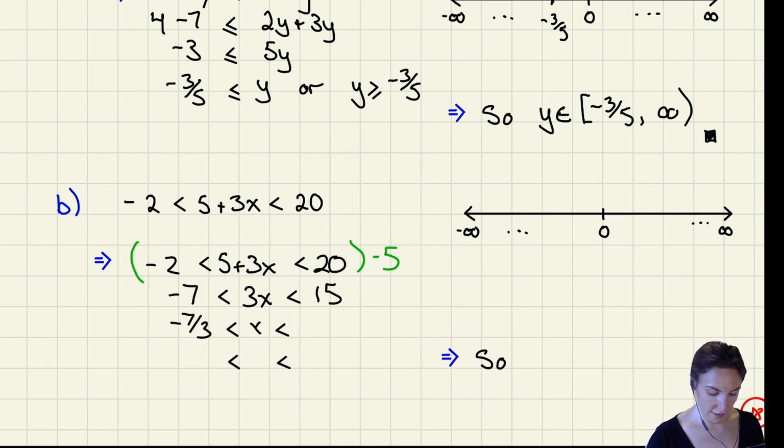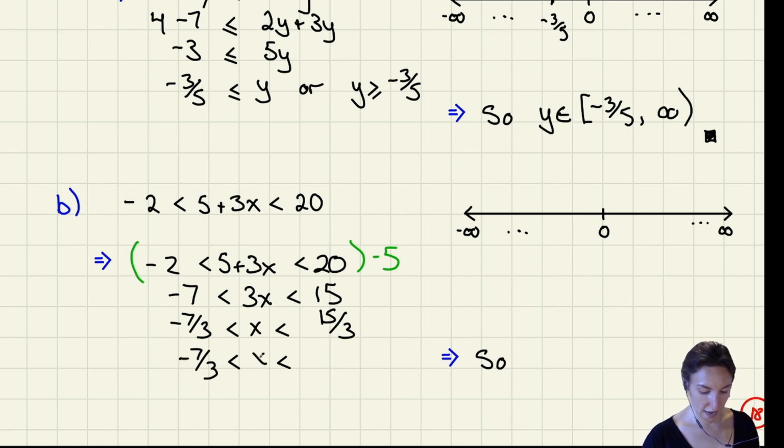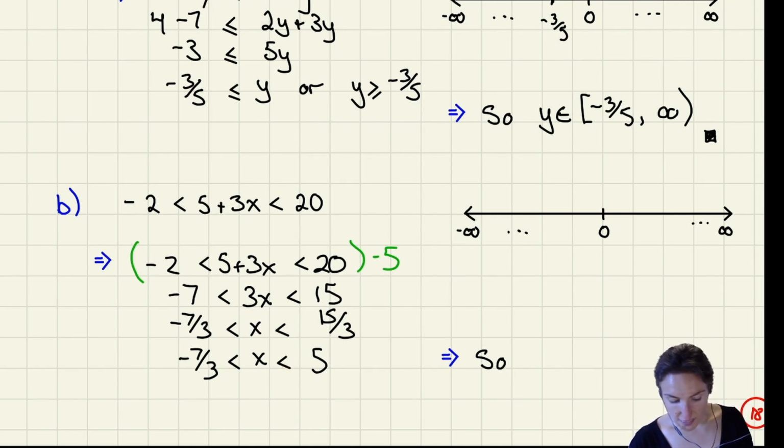-7 over 3x, 15 over 3. And we can simplify it a little bit. -7 over 3x, 15 over 3 is equal to 5. Now notice here that I don't have the equals signs, okay? It's strictly in between -7 over 3 and 5, not including those endpoints.